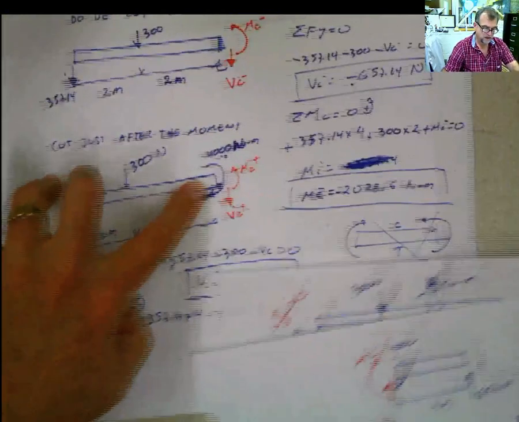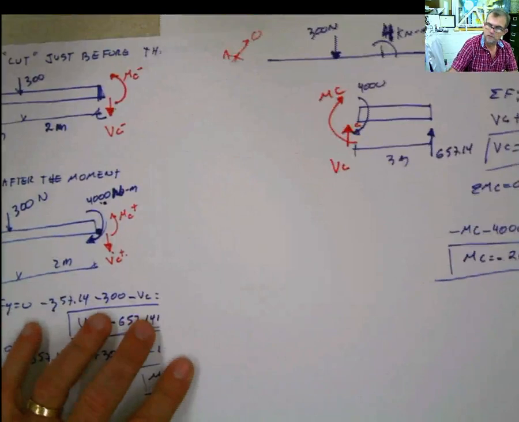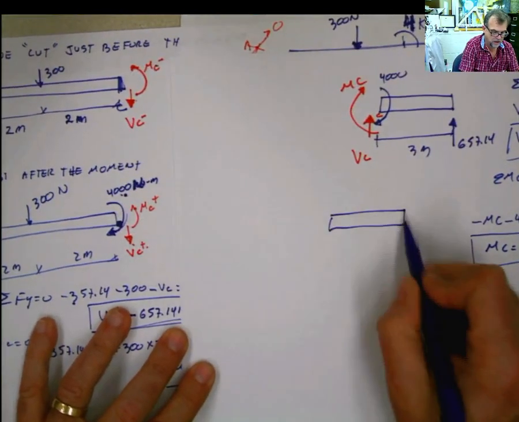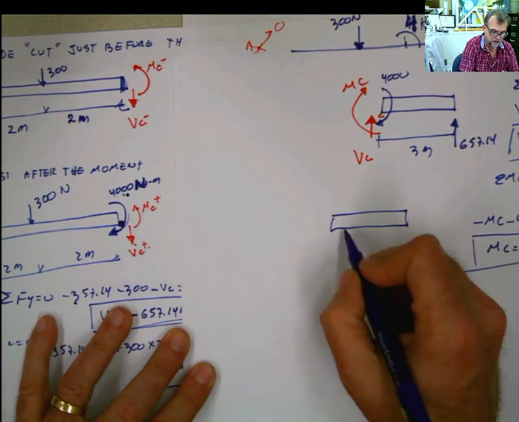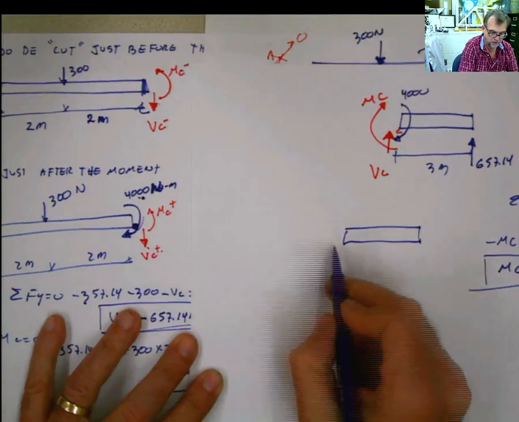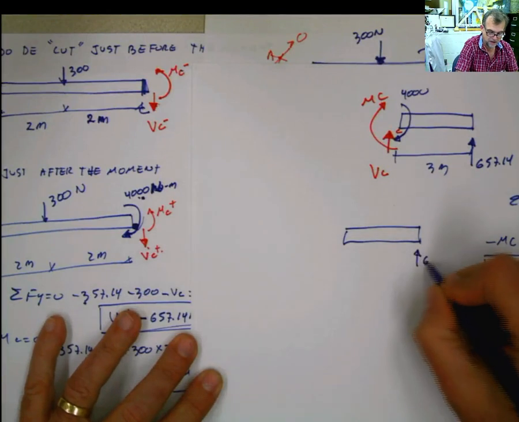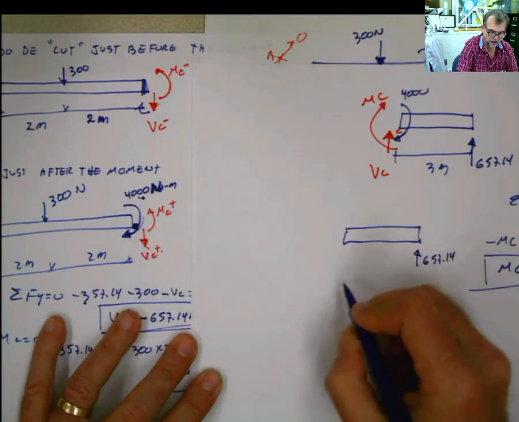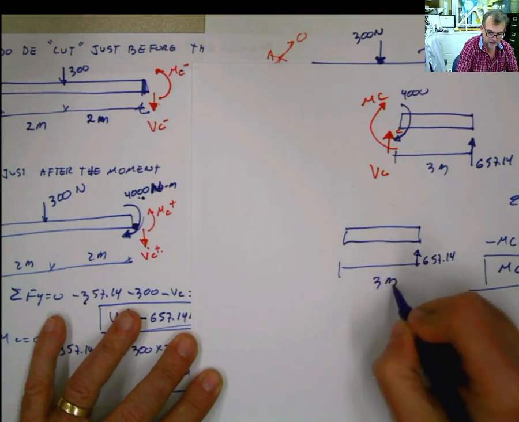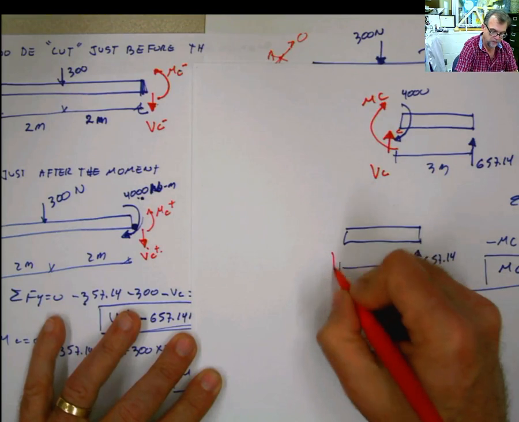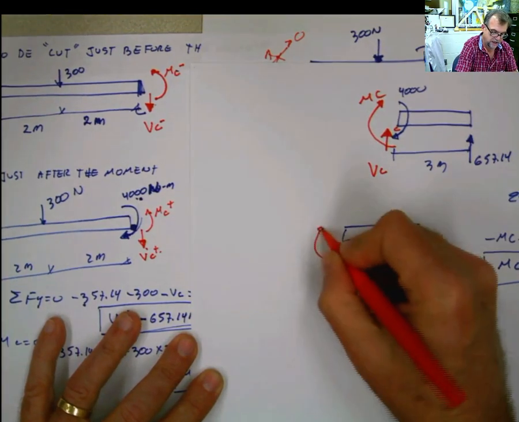Now if I want to consider the second case, which is this case, well, in this case I include the moment, meaning if I'm gonna use now for this same case the other side, I'm not putting anything because the moment is in this side of the beam now. If I do that, this value is 657.14. This is 3 meters. The moment is not in this side, it's in the other side of the beam. And I can put here my VC and my MC.